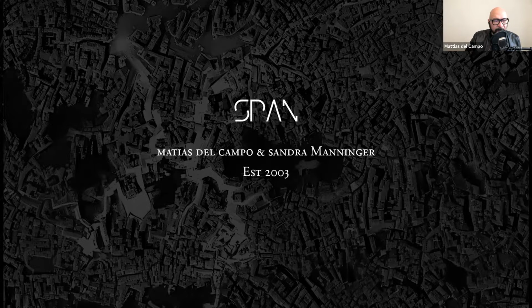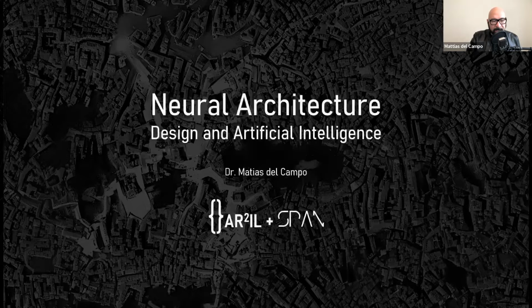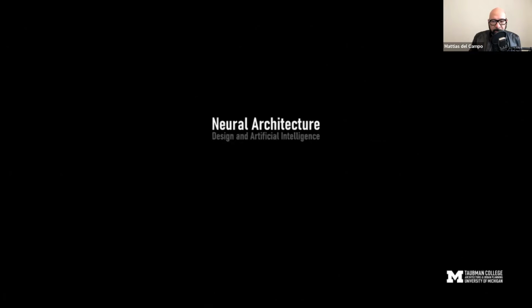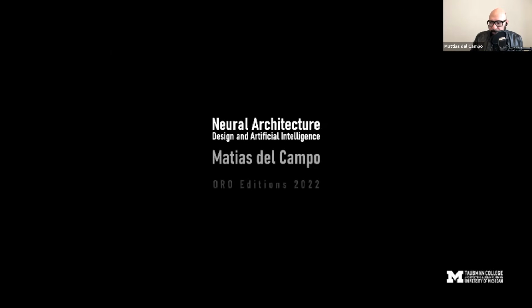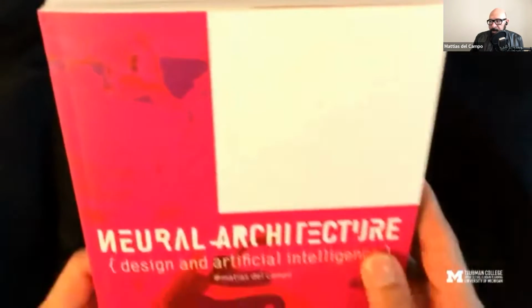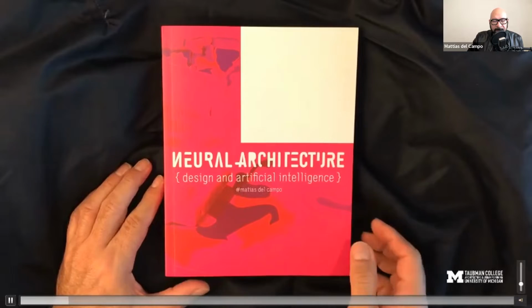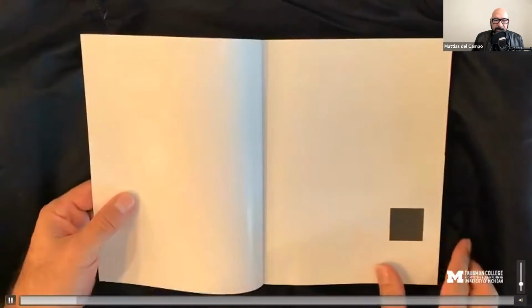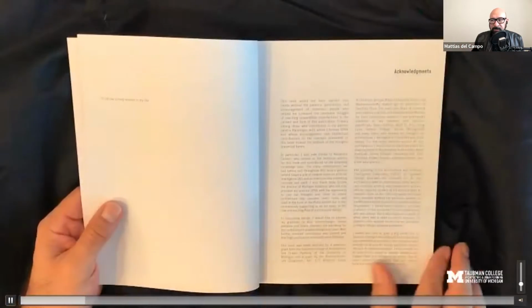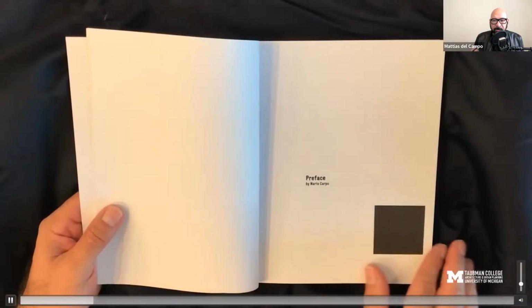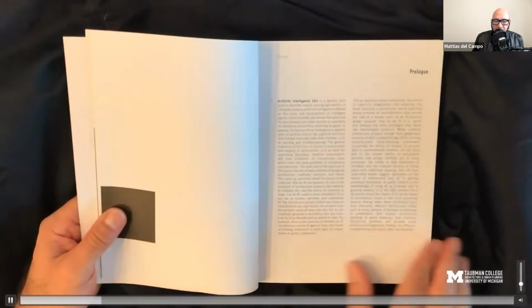So what I'm going to talk about today is neural architecture design and artificial intelligence, which is basically a collection of some thoughts, ideas, and concepts that I put together in the book Neural Architecture, which was recently published with oral editions. So the book came about because Sandra and I have been working on and off about the topic of AI since the late 90s, when we met the people from the Architecture and Artificial Intelligence Laboratory in Vienna. And from then, sort of occasionally, we thought about it, and it started to intensify in the last 5 to 6 years when we noticed that new algorithms came about, which are really useful for our work.